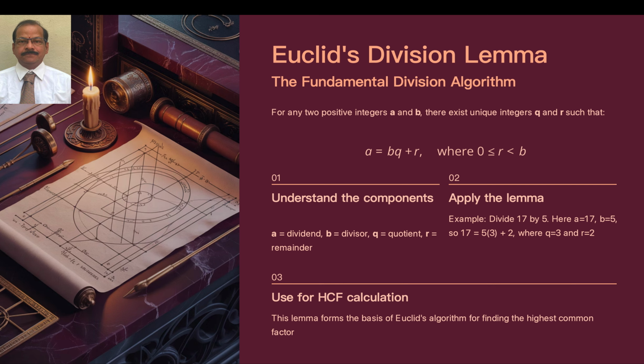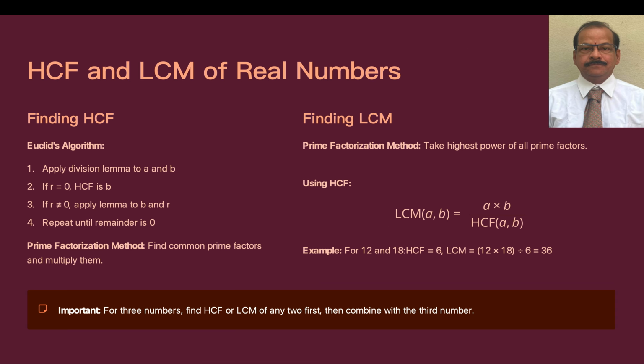Fine. So, where do we use this? In HCF calculation, this can be implemented. Let us see how it can be done. This lemma forms the basis of Euclid's algorithm for finding the highest common factor, HCF we call it. How to find it? Let us apply this division lemma to A and B. If the remainder happens to be 0, then B, the divisor itself, is the HCF.